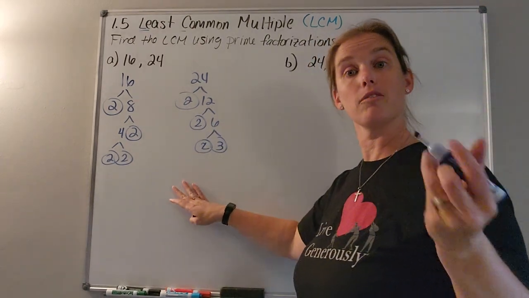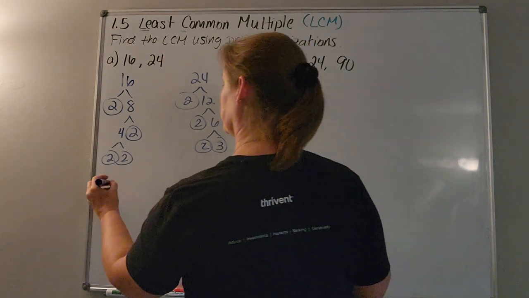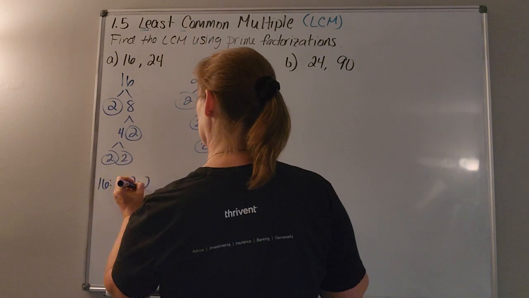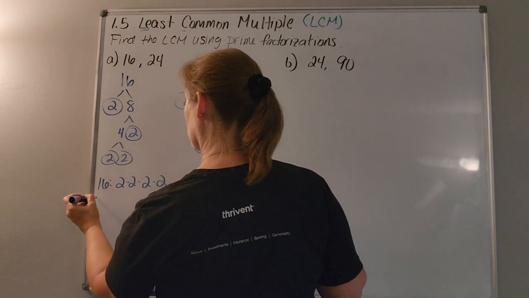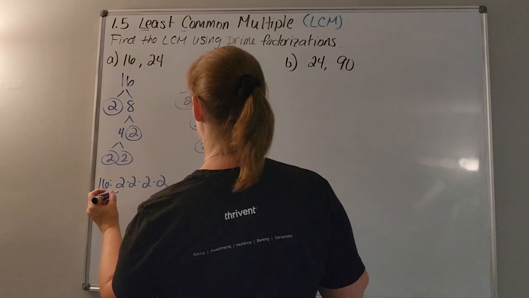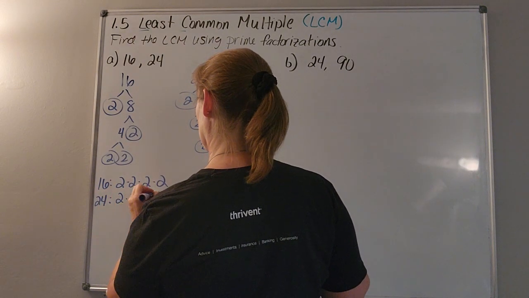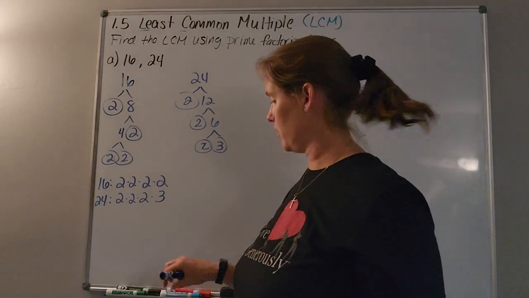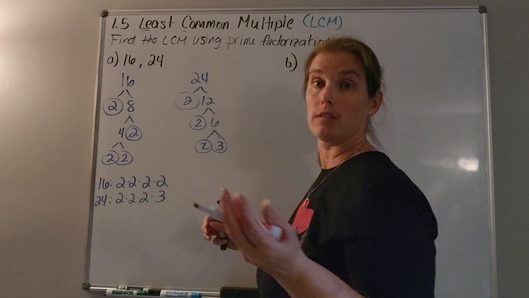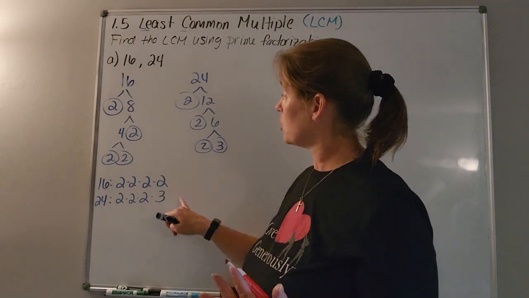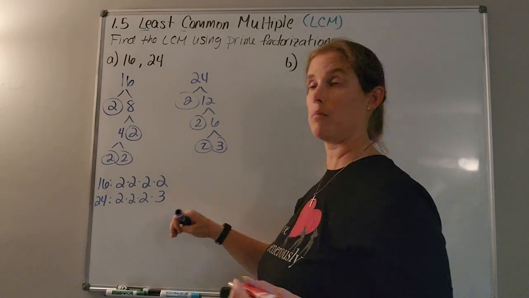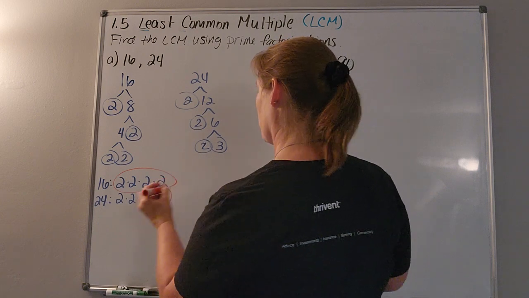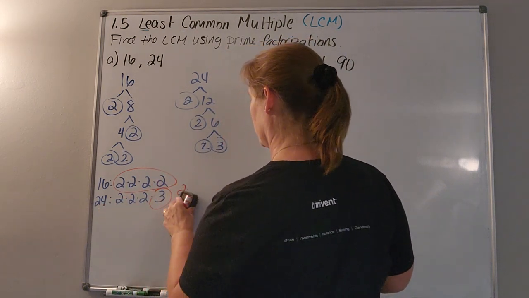List them out. Now, once again, like with GCF, there's kind of two ways we can think about this. Let's see here. 16, 2, 2, 2, 2. 24, 2, 2, 2, 3. With LCM, we want to take the most of the prime factors. So, of all of them. Doesn't matter if they're shared or not. So we see 2s and 3s, which where are our most 2s? Here. So we're going to take all those, and then we're going to take that 3.